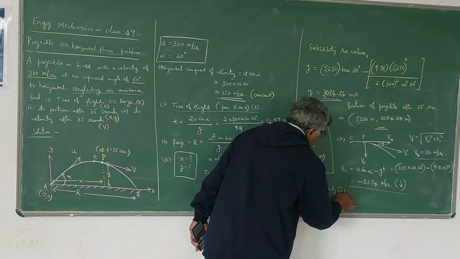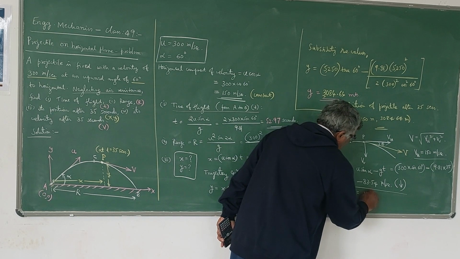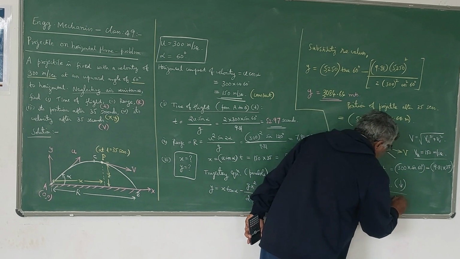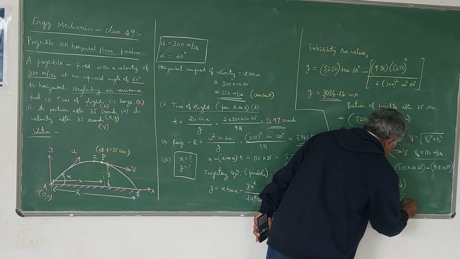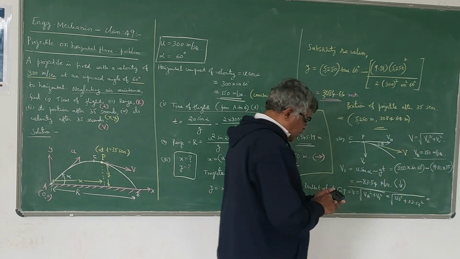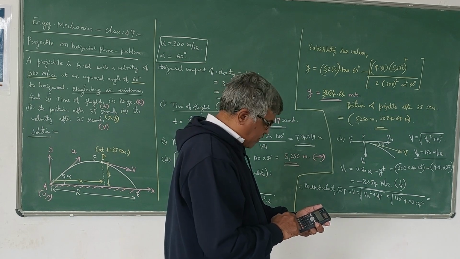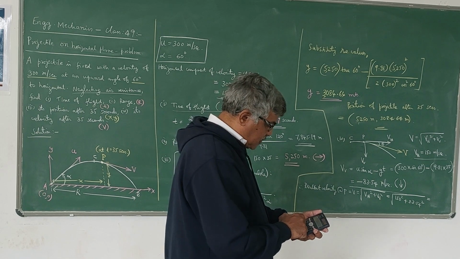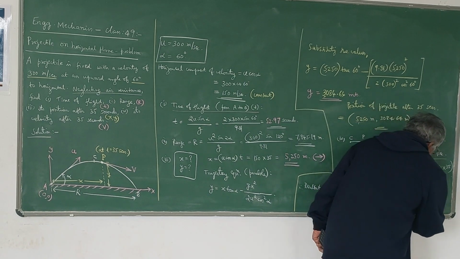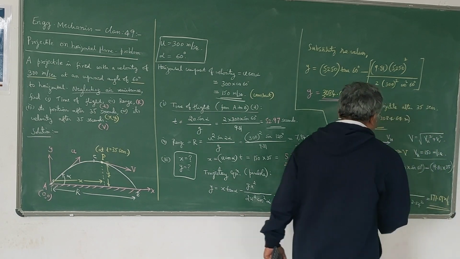The velocity at P, that is at 35 seconds, is V, which is the root of VH square plus VV square. So we are going to get it as the root of 150 square plus 83.54 square. So you will be getting 171.69 meters per second. This is the resultant velocity, that is this value.